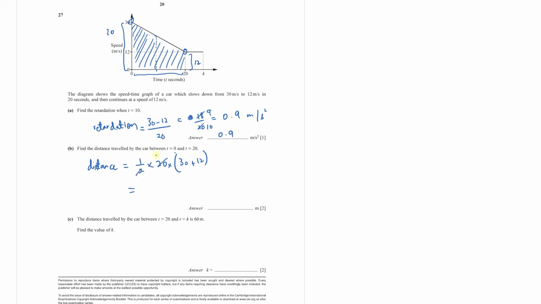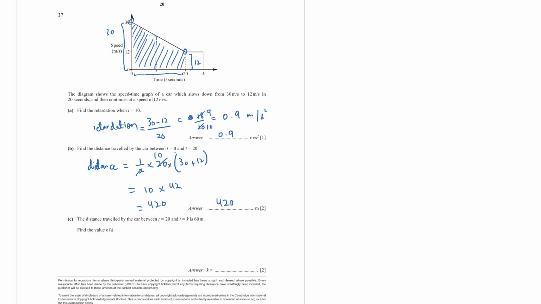So this would become 10. 30 plus 12 is 42. 42 times 10 is 420. So 420 meters is the distance that the car traveled between t is equals to 0 and 20. So part C is the distance traveled by the car between t equals to 20 and t equals to k is 60 meters. Find the value of k.